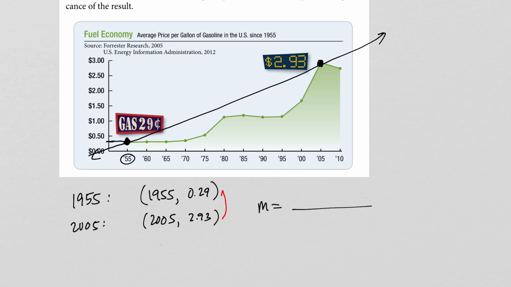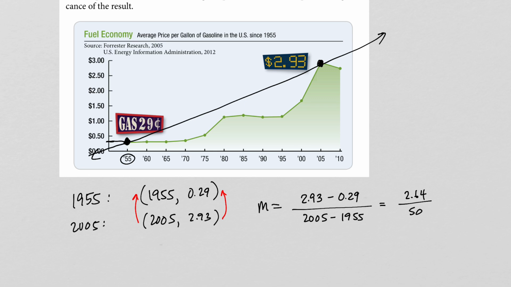So the slope of the line going through these 2 points, I'm going to subtract, and in this case, I'm going to subtract the other way just to show you that it doesn't matter which way you subtract. So I'm going to take 2.93 minus 0.29. And on the bottom, 2005 minus 1955. And so that bottom number is 50. And the top number, $2.93 minus 29 cents, is going to be $2.64.